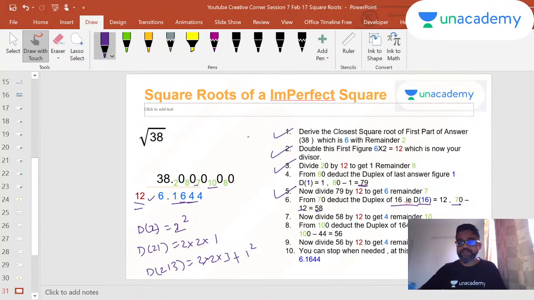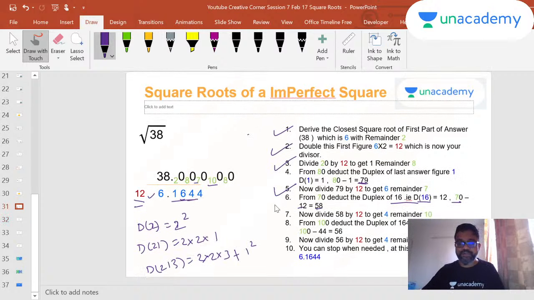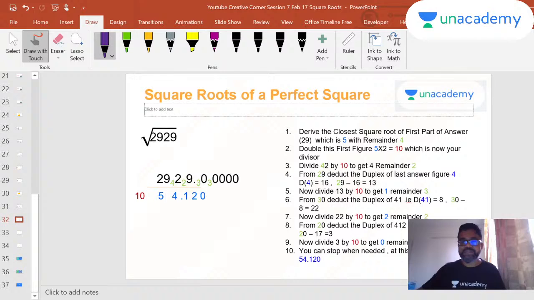Okay, so these steps are very detailed that I've written down here. These will help you give a pattern of how to get there, right? If you're watching this video, you can take a snapshot of this, and pardon the header there. That should have been an imperfect square. Okay, so same thing for 2929.